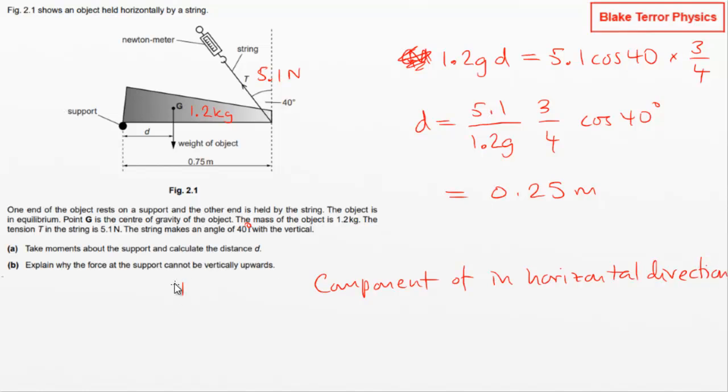Yeah, we could say there is a component of the tension in the horizontal direction, so there must be a component of the force at the support to counteract this if the object is to be in equilibrium. So something along those lines. There has to be no net force on the object if it's in equilibrium. There is a component of the tension in the horizontal direction, so there must be a horizontal component to the force at the support in order to counteract this. Whatever way you want to word it, it's all the same sort of thing.